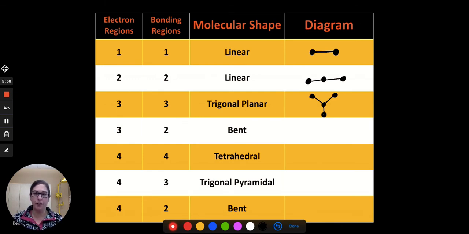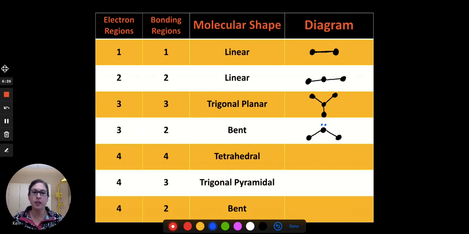Now, if we were to have something that was bent, bent is going to be something where we have three regions, but only two of them are bonded. And so here's where lone pairs of electrons on the central atom, so maybe I'll make the lone electrons blue, are impacting that shape because they're pushing against those other electrons that are bonded. And that's where we get a bent shape, okay? So it wouldn't be linear because of those lone pairs.